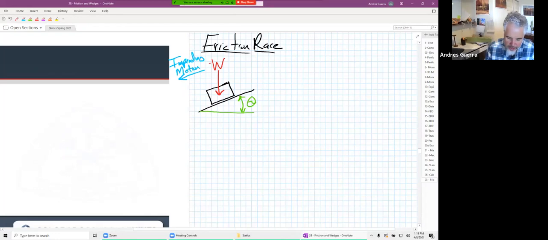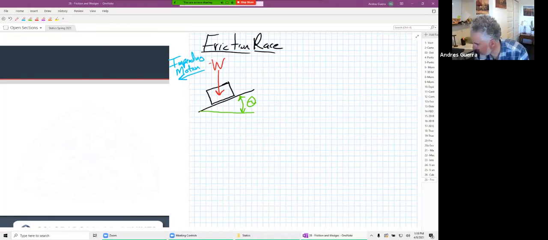Well, what direction, if we're going to draw our frictional force on here, what direction should we draw our frictional force? Let me look at our front row here. How about Ted Kim? Ted, what direction is our frictional force going to go? Should it go down and to the left or up and to the right? Okay, Ted is not here.